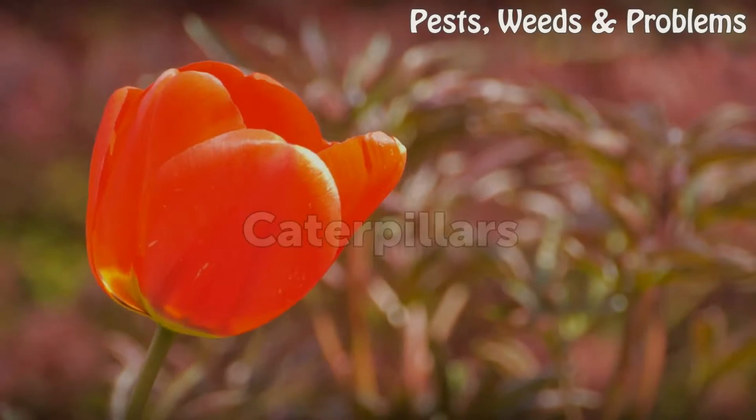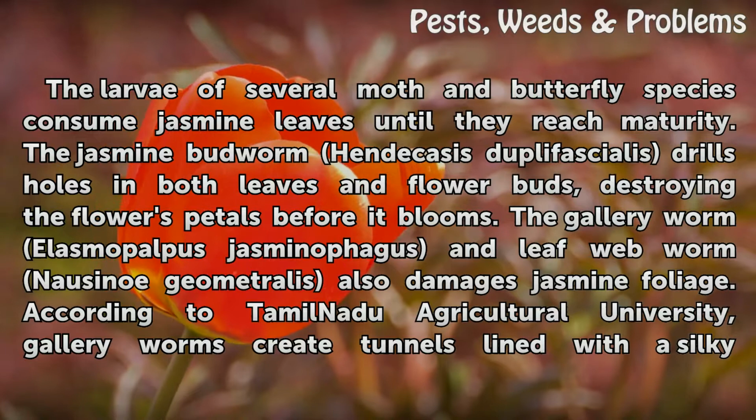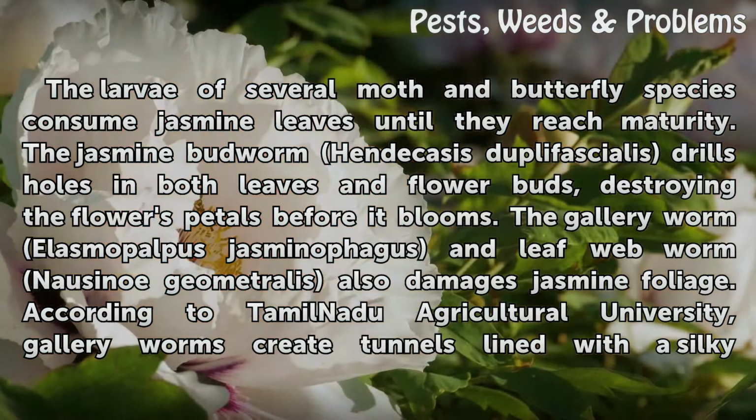Caterpillars. The larvae of several moth and butterfly species consume jasmine leaves until they reach maturity. The jasmine budworm, Hendecasus duplifacialis, drills holes in both leaves and flower buds, destroying the flower's petals before it blooms.